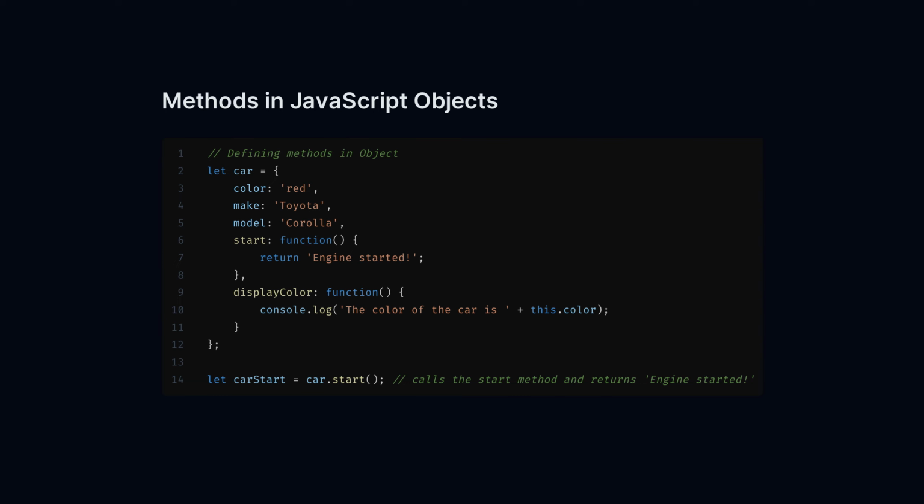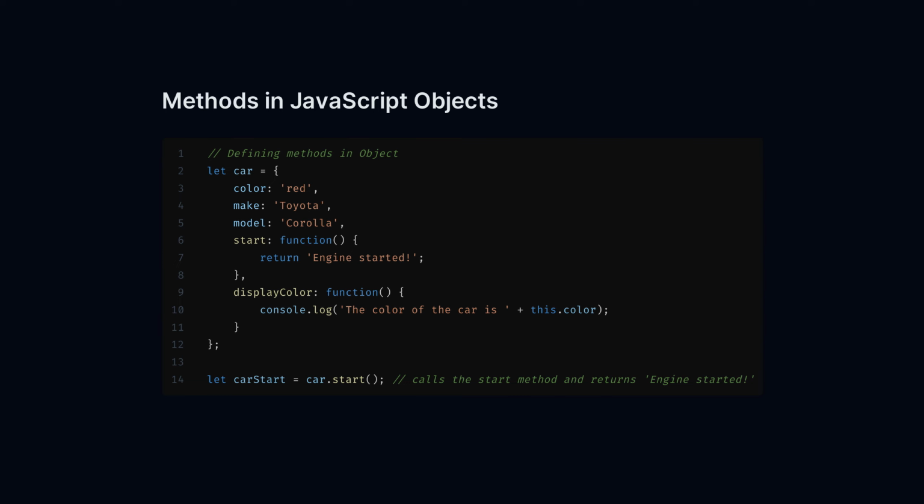Shifting gears now to the second component of JavaScript objects, the methods. Methods encapsulate actions or behaviors the object can perform. Actions such as starting or stopping for a car, or operations like display or calculation for a data object, can all fall under methods. In our car object, methods might include actions like start or display color.